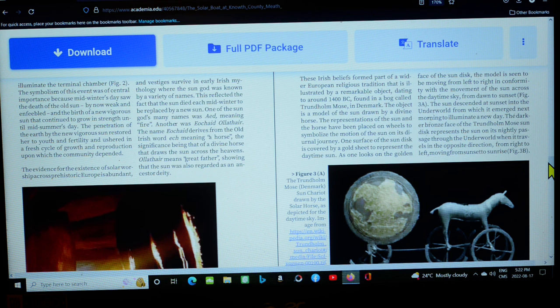Essentially, that's what happened. Beliefs that were inspired by seeing the very spectacular death and rebirth of the sun in a total solar eclipse got transposed onto the winter solstice sunset and sunrise.